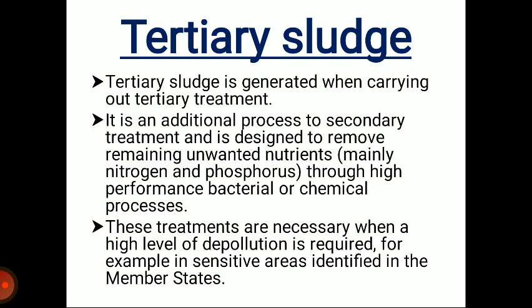Tertiary sludge is generated when carrying out tertiary treatment. It is an additional process to secondary treatment and is designed to remove remaining unwanted nutrients, mainly nitrogen and phosphorus, through high performance bacterial or chemical processes. These treatments are necessary when a high level of depollution is required, for example, in sensitive areas identified in member states.